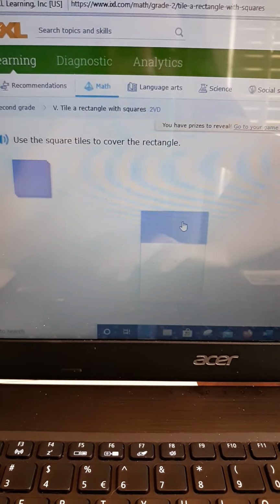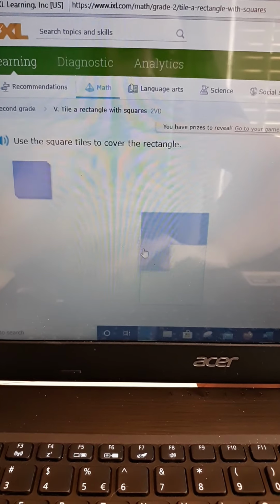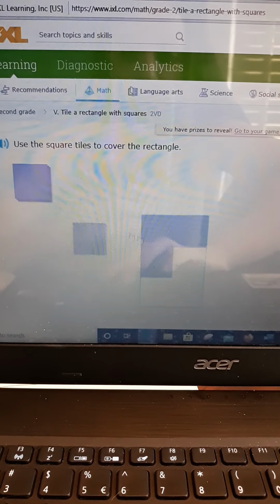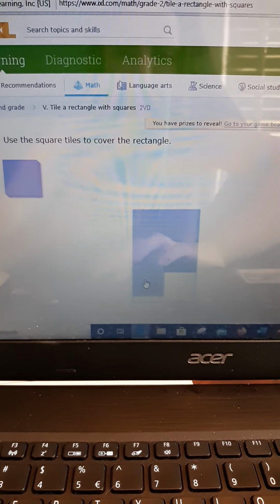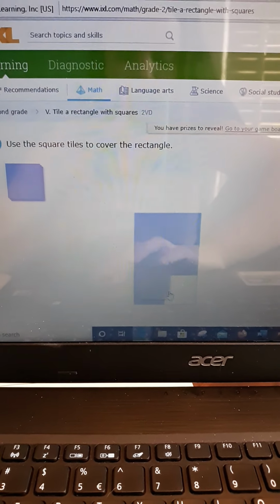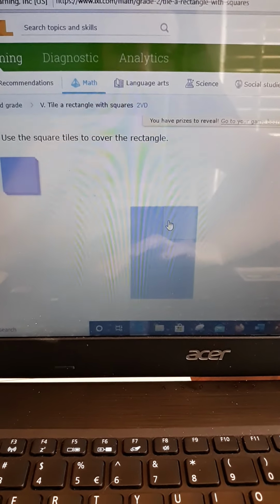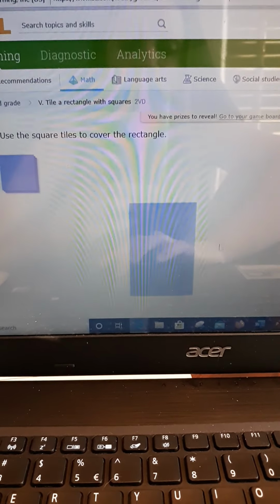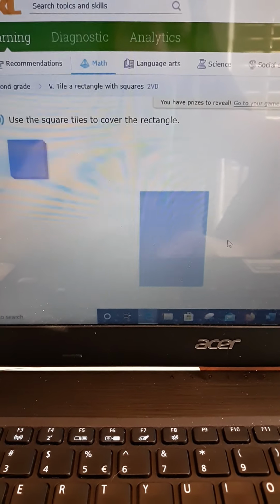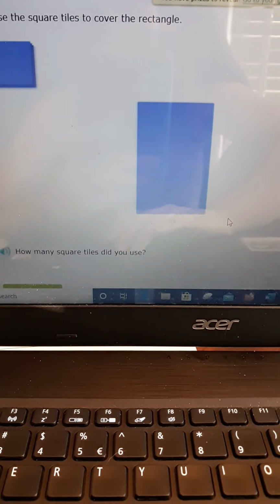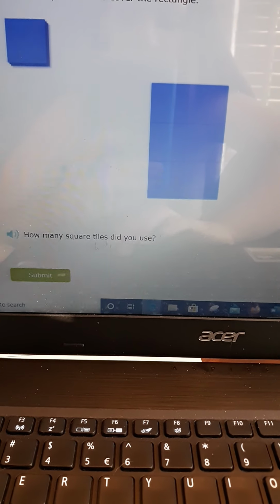So 1, 2, 3, 4, 5, and 6. So this rectangle has an area of 6 square units. Okay, and those units could be measured in different ways, whether it's inches, feet, whatever it may be. Okay, so how many square tiles did you have to use? And you would put 6. And then you submit. Okay.